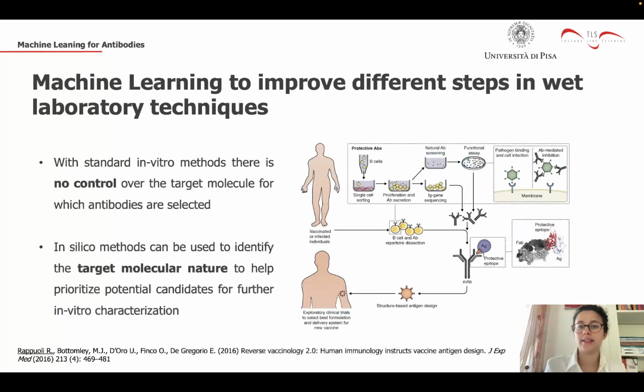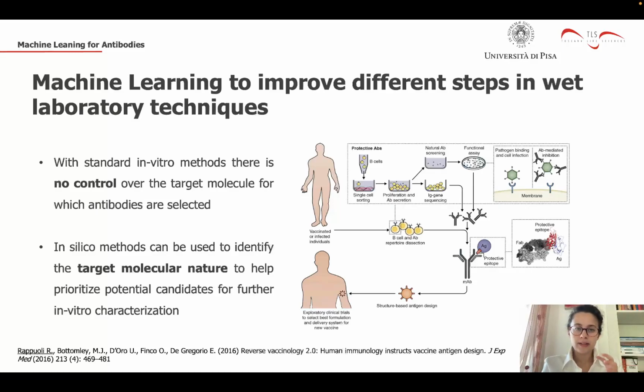Monoclonal antibodies are created with the reverse vaccinology 2.0 technique, and that starts with the infected patient, the extraction of the blood sample from this patient, and the extraction of antibodies from the blood sample. These techniques unfortunately have some limitations. One is that there is no control over the target molecule, and this is a huge problem when there are multiple targets. In this case, the probability of selecting a potent monoclonal antibody is really low.